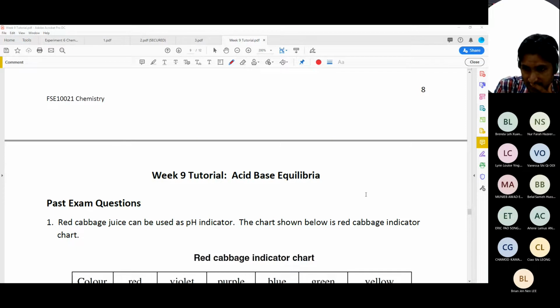Okay, Brian again asked a question. Sir, for question 8, can we use the concentration of hydrogen ion instead of hydroxide ion? If you use the hydrogen ion concentration, then you find the pH, and then from there you go to pH plus pOH equals 14. So the same thing, yeah, you can do that, no problem. Maybe one more step you have to do.